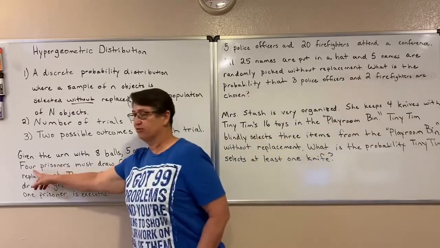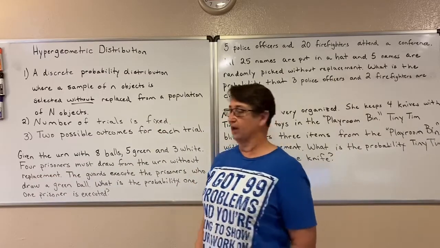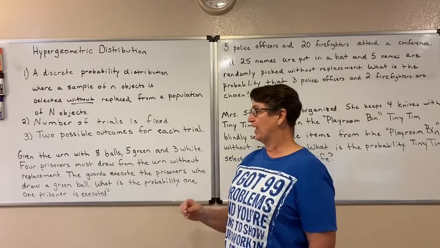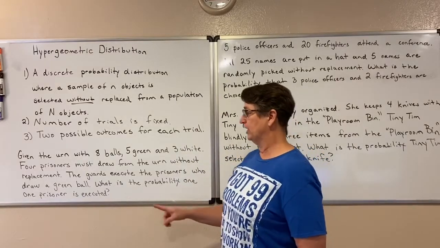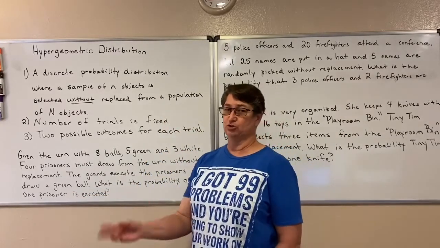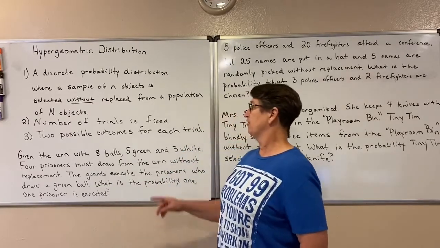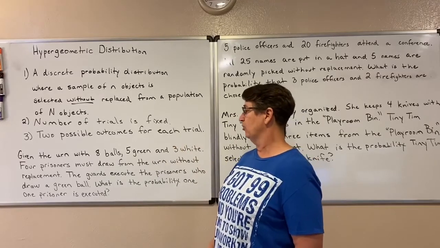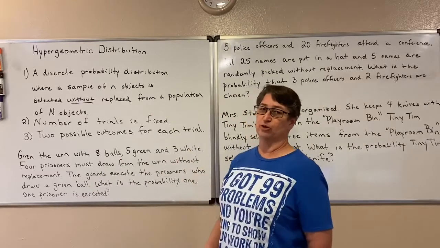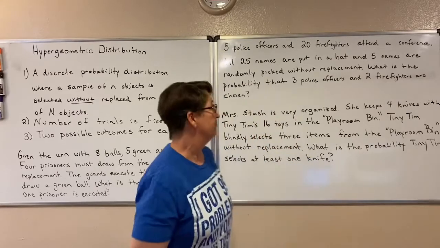There are 4 prisoners, so those 4 prisoners are the number of trials. They're each going to draw out a ball. It is a discrete distribution. Our random variable is the number of green balls that we choose, and we can count the number of green balls that we choose, 0, 1, 2, 3, or 4. Then there are 2 possible outcomes for each trial. We either are going to draw a green ball or a white ball for each one of those trials, a success or a failure.